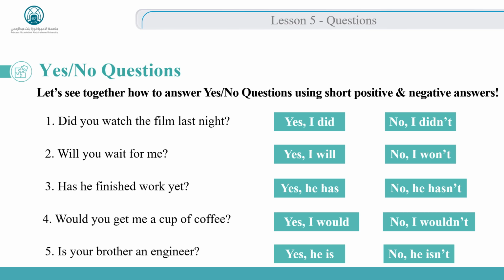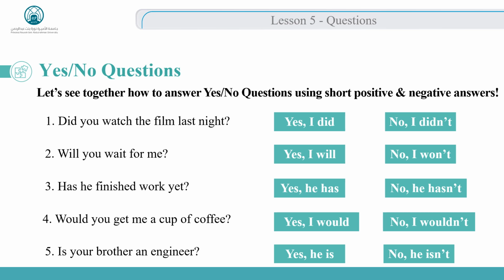Example 3. Has he finished work yet? Yes, he has. No, he hasn't. Or a long answer like, yes, he has finished work. No, he hasn't finished work yet. Number 4. Would you get me a cup of coffee? Yes, I would. No, I wouldn't. Or a long answer like, yes, I would get you a cup of coffee. No, I wouldn't get you a cup of coffee.